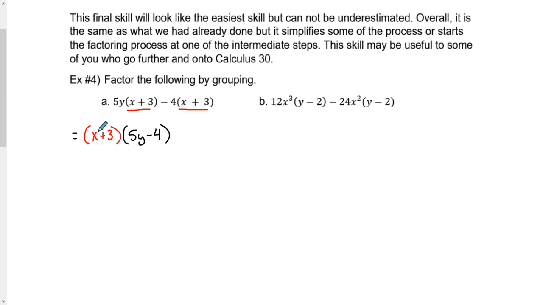There's nothing common between an x + x and a 3 or a 5y and a 4. That one's done. Here, you can do the exact same thing. We see that y subtract 2 there, y subtract 2 there. Well, let's combine it and put it out. Then we're simply left with a 12x cubed subtracting a 24x squared.